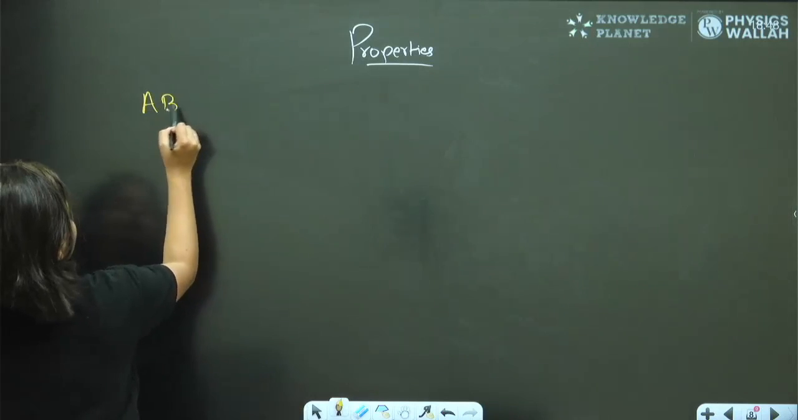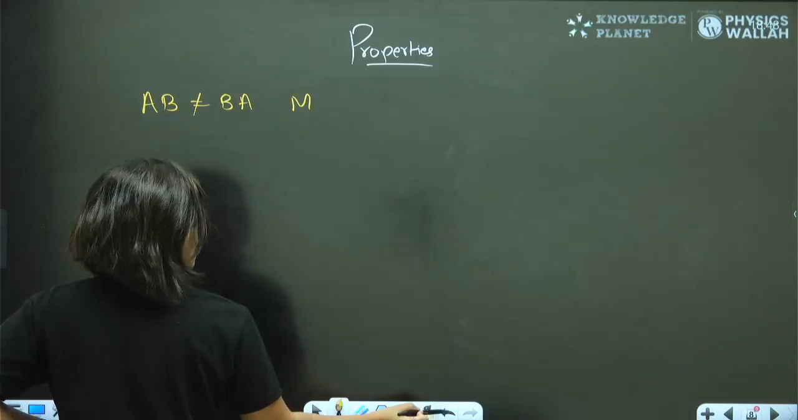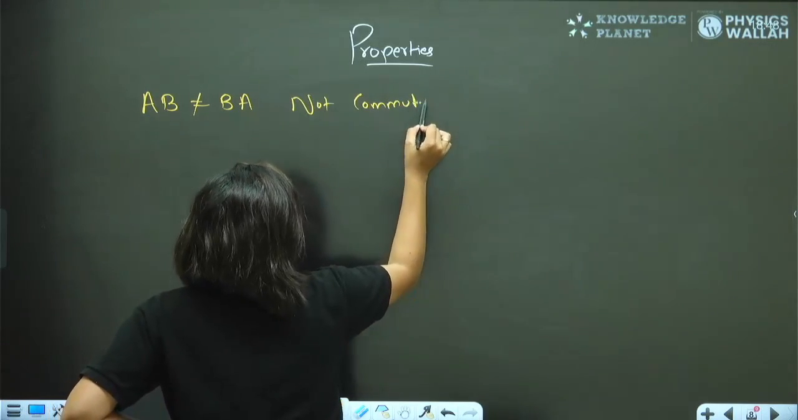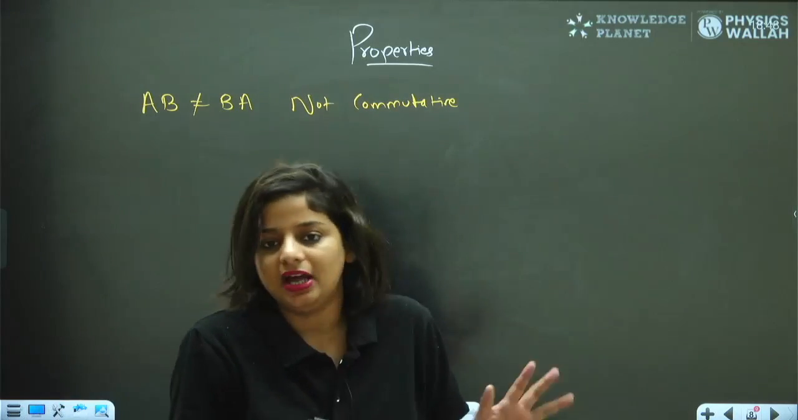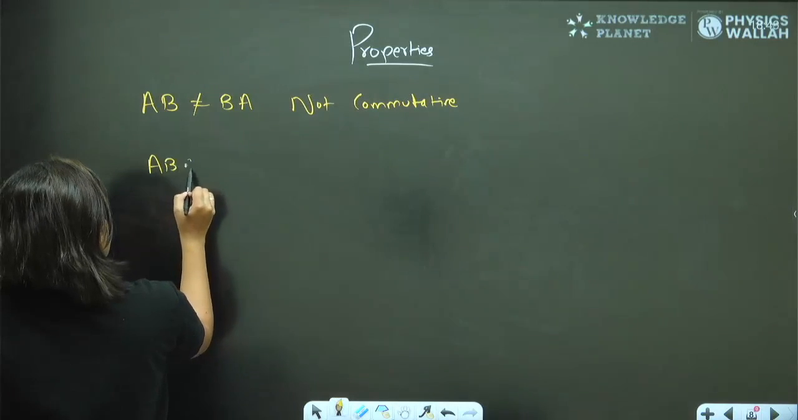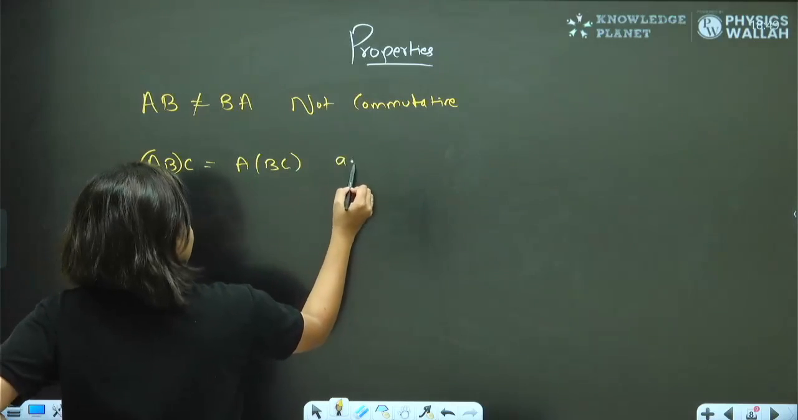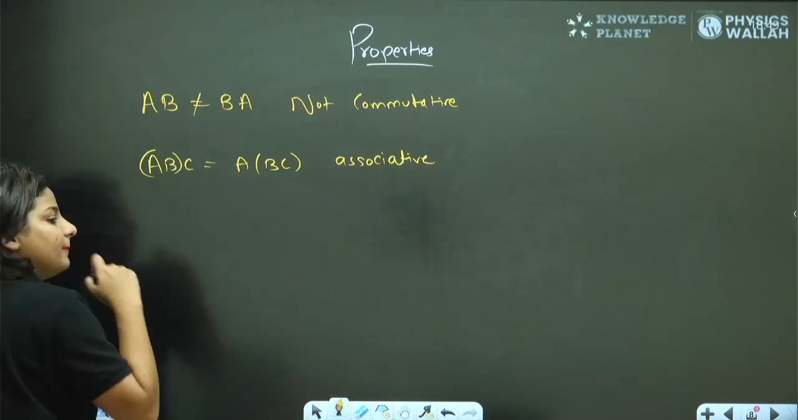Is A into B equal to B into A? No. Matrix multiplication is not commutative. It is not always equal. In some cases, yes, it can be equal. Those are special cases, but in general, AB and BA are not equal. What about AB into C? Is it equal to A into BC? Yes, it is associative. You can do this, right?